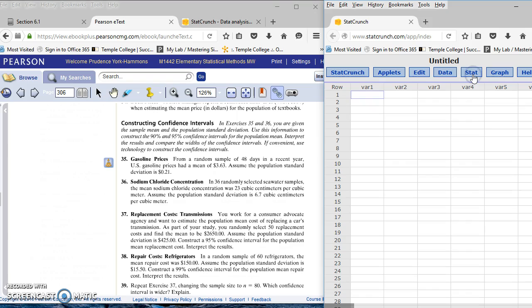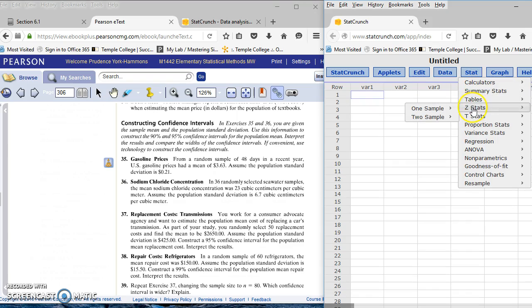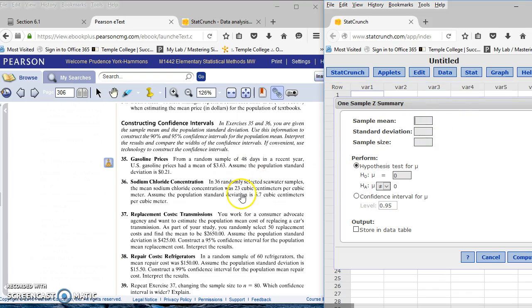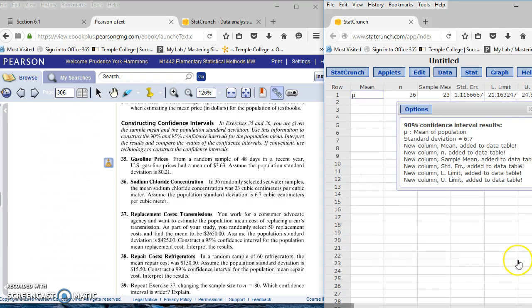So we're going to go Stat, Z-Stats, one sample with summary. The sample mean was 23 cubic centimeters per cubic meter, so that's 23. The standard deviation it says to assume is 6.7. And the sample size, they took 36 seawater samples. I want to do a confidence level, and the first one I want to do is a 90%. So it's 0.90 confidence interval. I'm going to store it in the data table and compute.